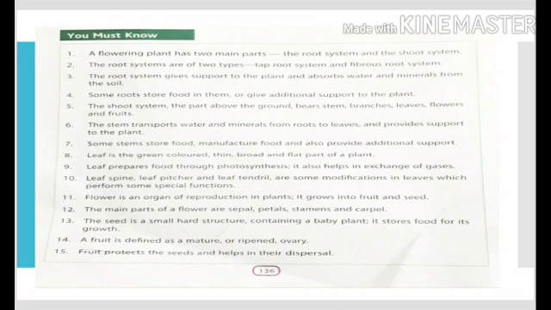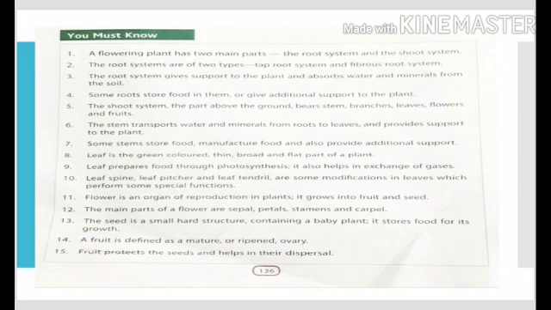Now, what is leaf? A leaf is a green colored, thin, broad and flat part of the plant. What are the functions of the leaf? Leaf prepares food through photosynthesis. It also helps in exchange of gases. Point number 10 is about the modifications of the leaves: leaf spine in case of cactus, leaf pitcher in case of pitcher plant, leaf tendril in gloriosa, and bryophyllum acts as the reproductive organ. These are four modifications given in our book.